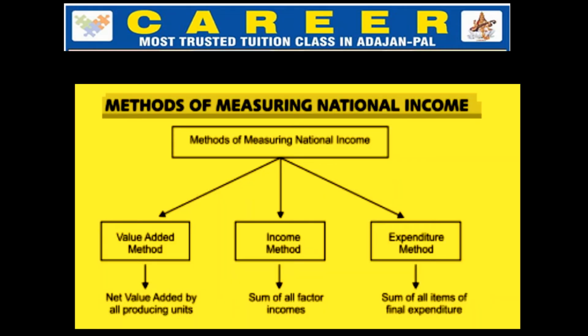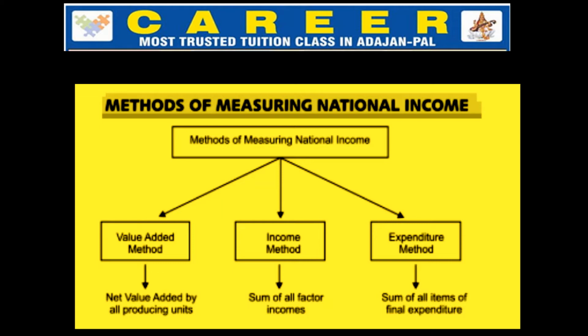In other words, a method of measuring national income can be of three ways: value added method, income method, and expenditure method. Value added method includes net value added by all the producing units. Now, which are all the producing units? Primary sector, secondary sector, and tertiary sector. You have to add all three sectors. You will get GDP at MP.